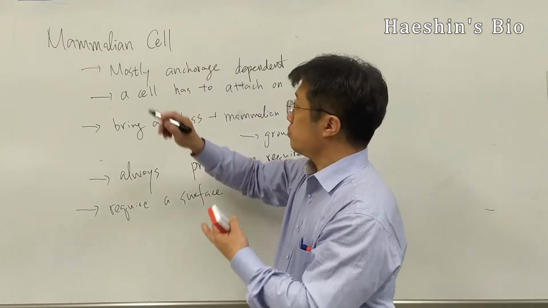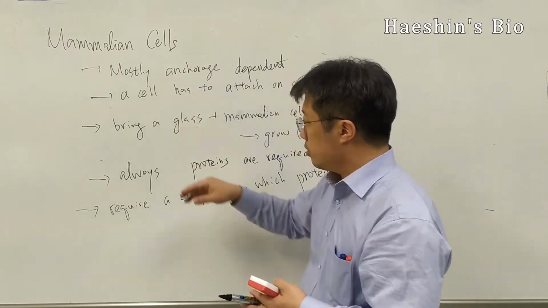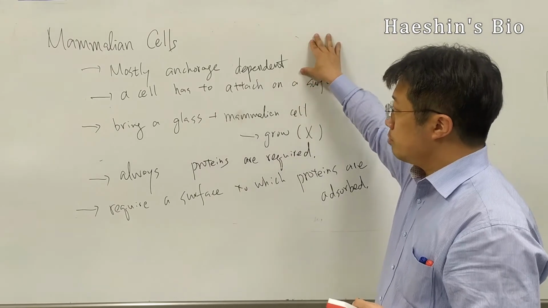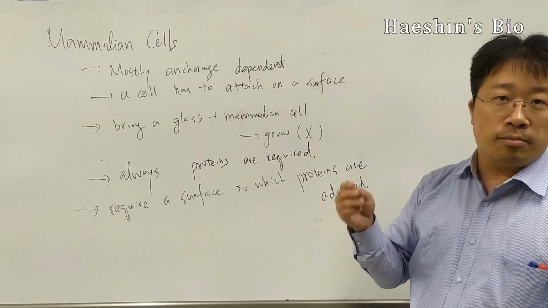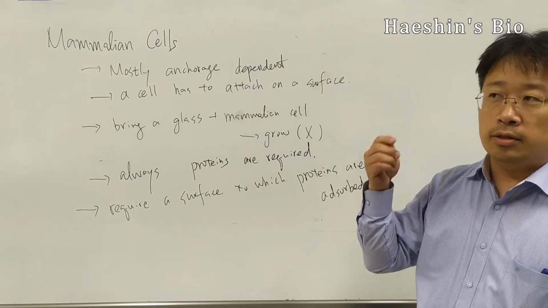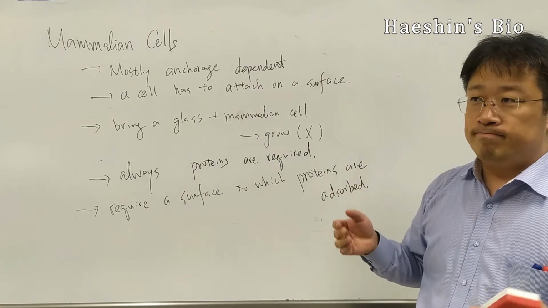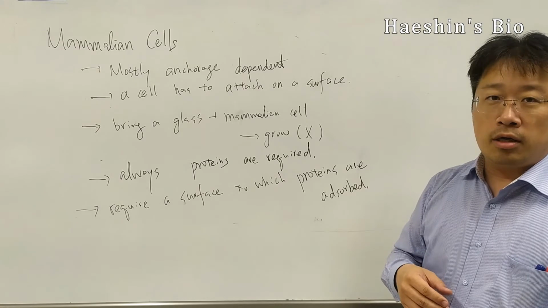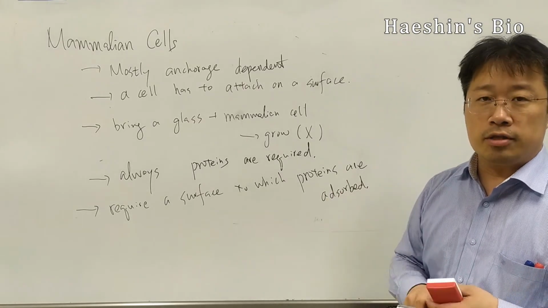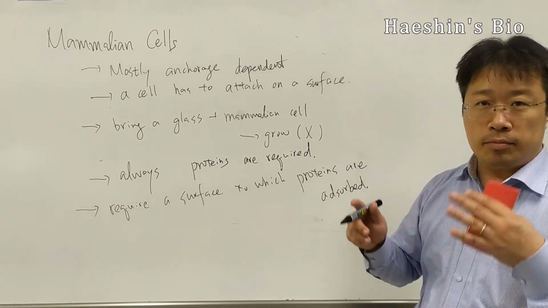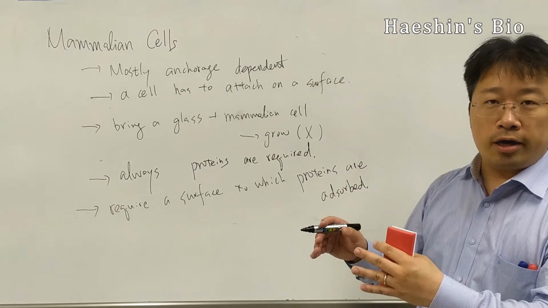most are anchorage dependent cells: fibroblasts, myoblasts, neurons, hepatocytes, which are liver cells, and many different things that have to anchor on surfaces.